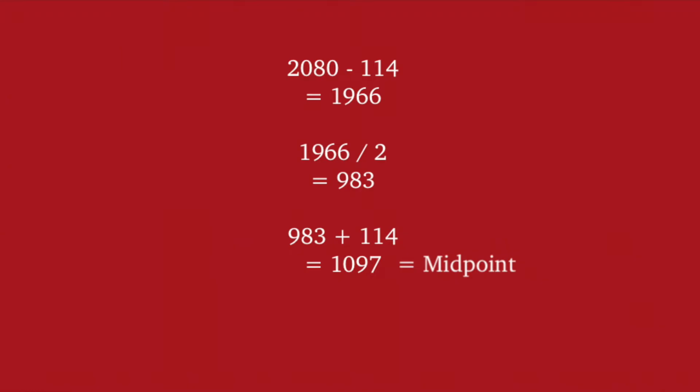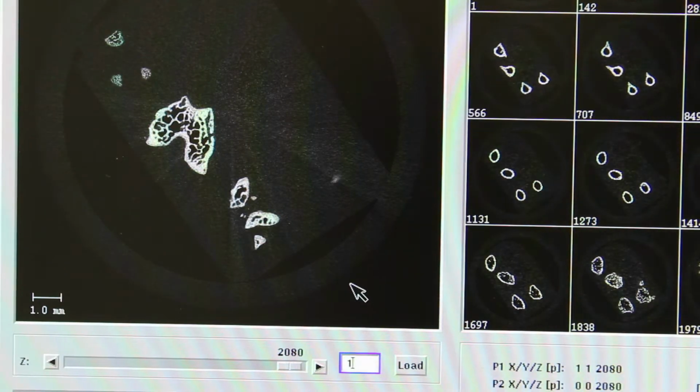Subtract the starting slice number from the ending slice number, divide by 2, and add this number to the starting slice number. You have now successfully identified the midpoint of your bone of interest.